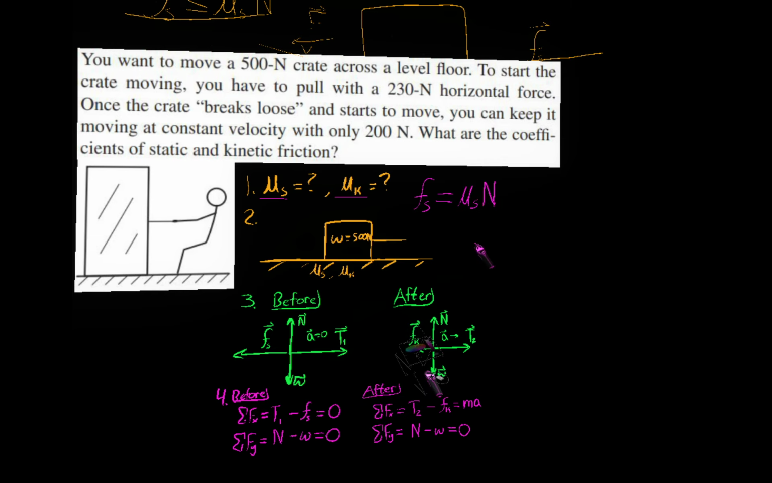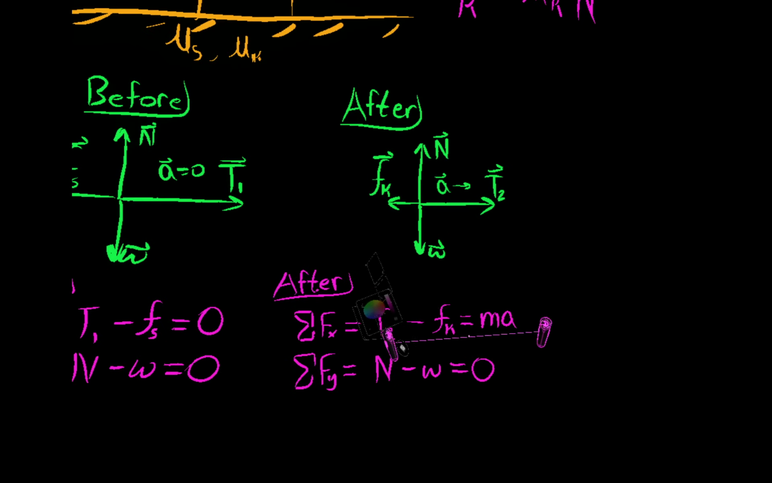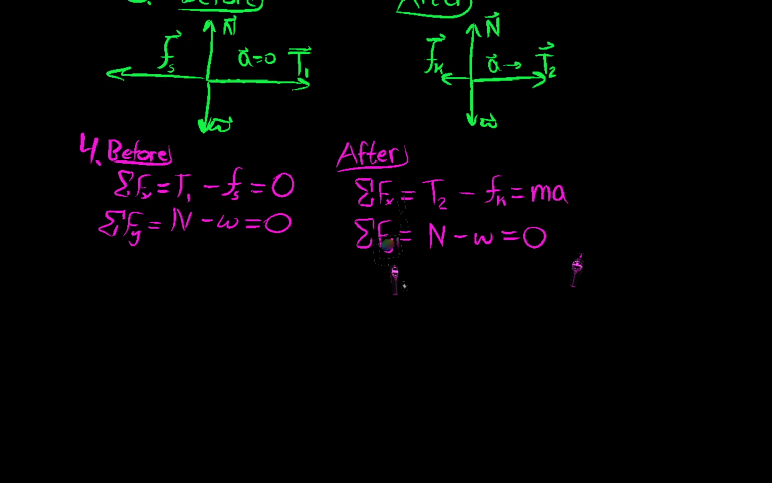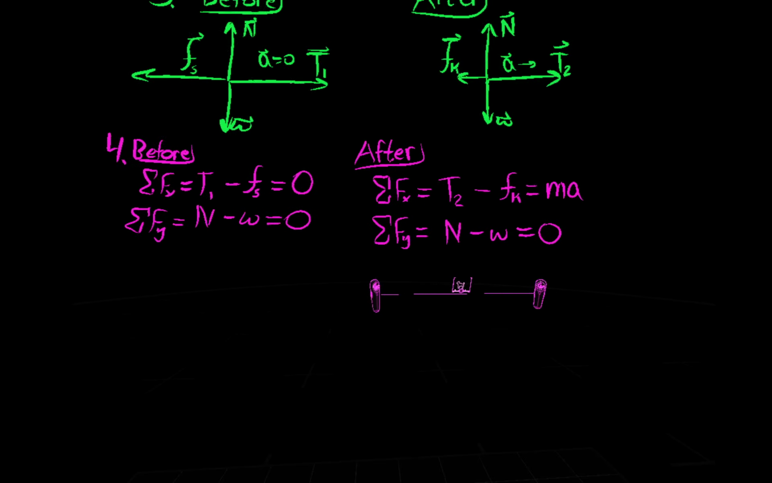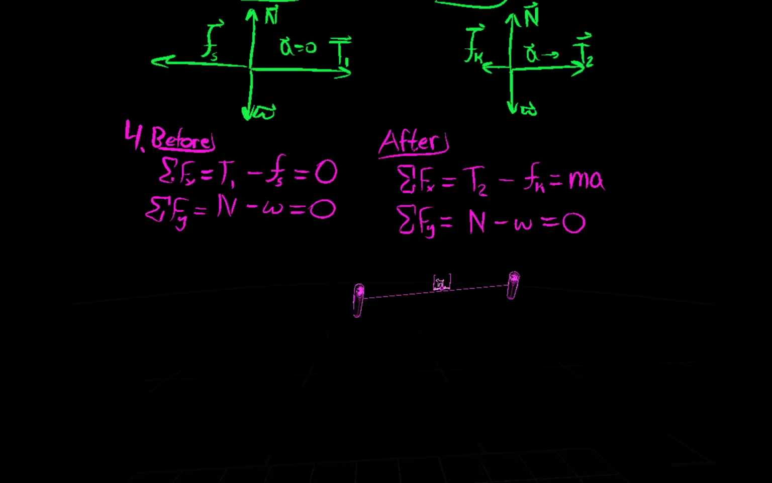Remember? And then, well, here, I'll say max, right? So the maximum at the point that it breaks loose. And then mu sub k times n, right? So we have f sub s and f sub k as part of our equations, so we should be able to find this mu of each, kinetic and static. So we should be in good shape here.